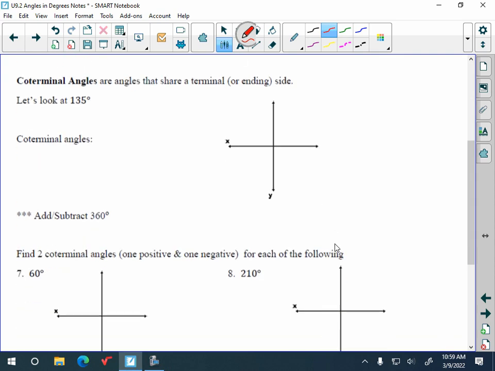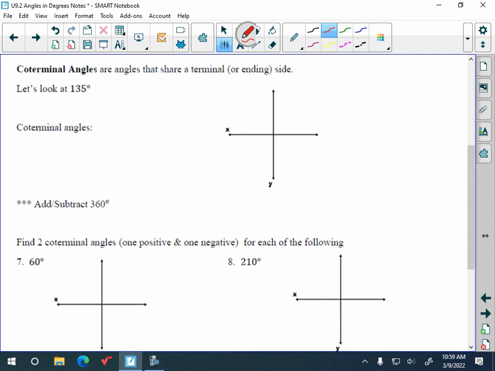Let's move on. All right, coterminal angles. Coterminal angles are angles that share the same terminal side, okay? So they start and they stop at the exact same place, except their angles are actually different measurements. So for example, 135 degrees. If we draw in a 135-degree angle, what quadrant does that fall in? Second. Okay, so here's 135 degrees.